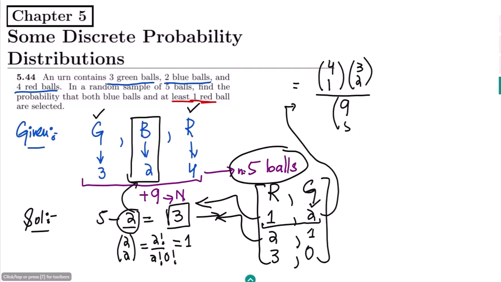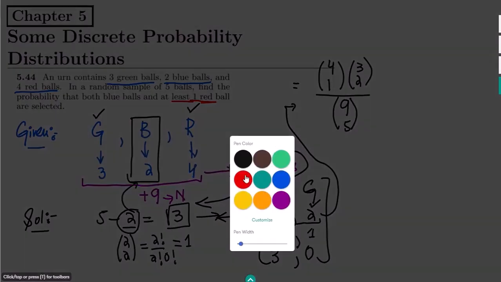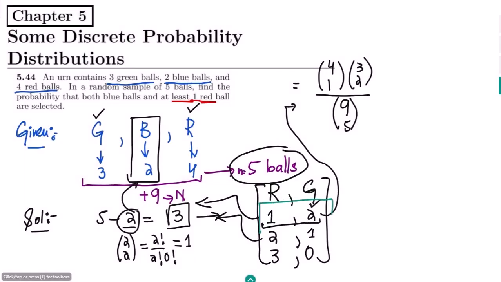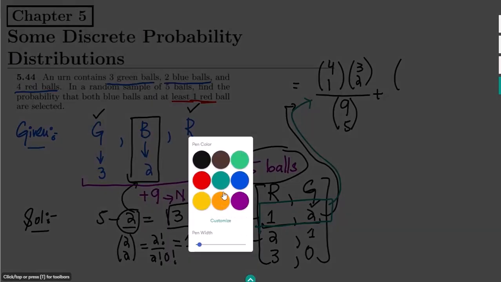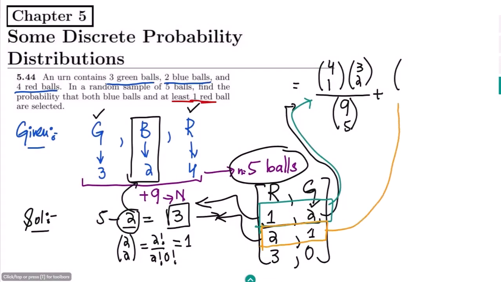We already know that the 2 balls are the blue ones, which is the mandatory condition. So 9 choose 5. Okay, so this is what we have, and this one is this combination. Or we can have another condition, this one. Let me write it here. The total number of red balls is 4 again, the total number of green balls is 3, and in this condition we have selected 2 red balls and 1 green ball, and dividing it over the total number of combinations, which is 9 choose 5.